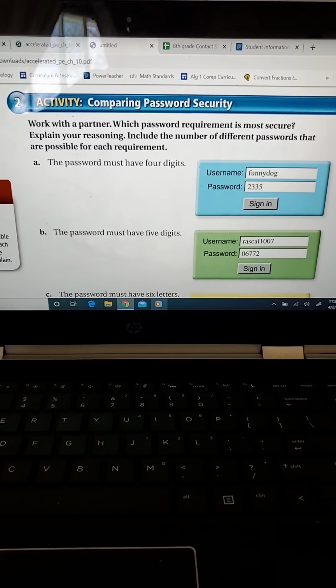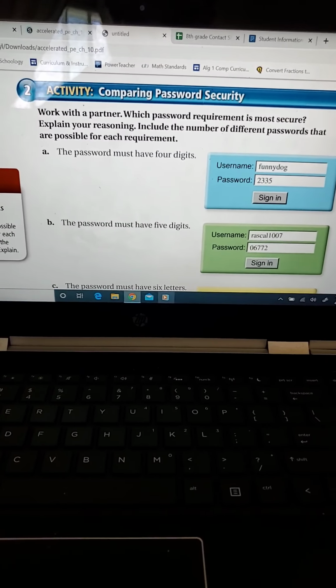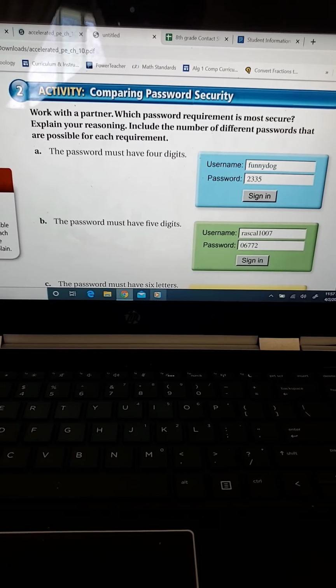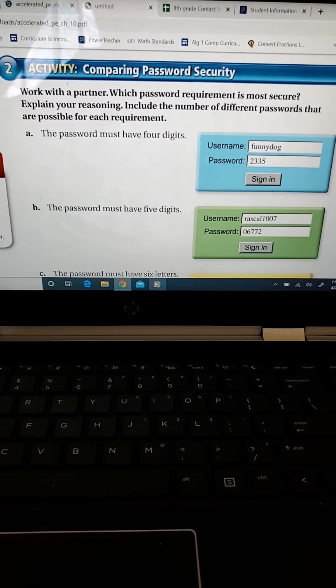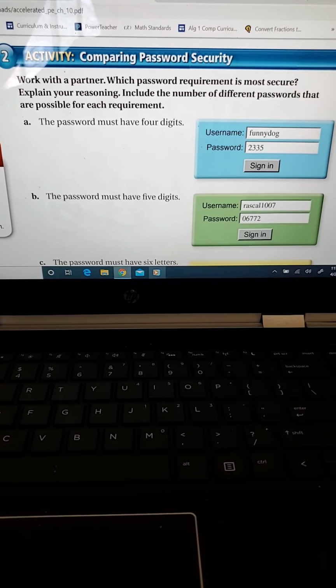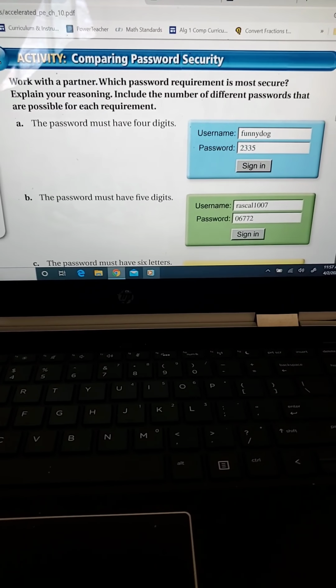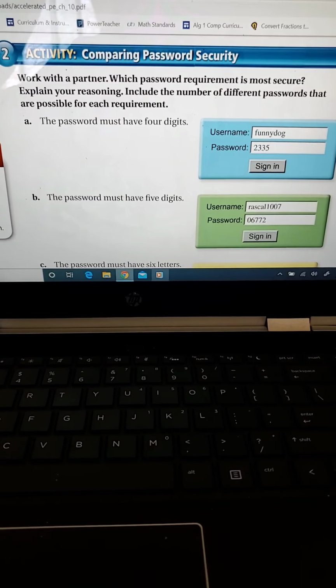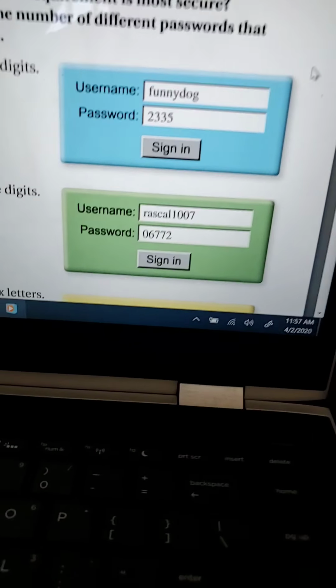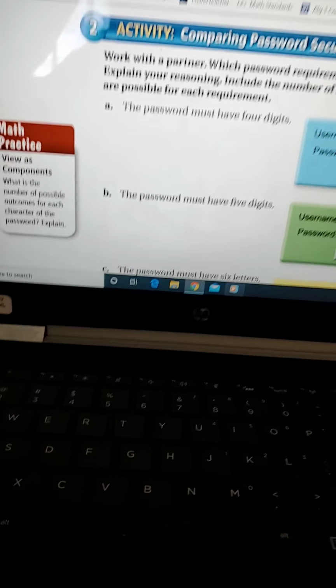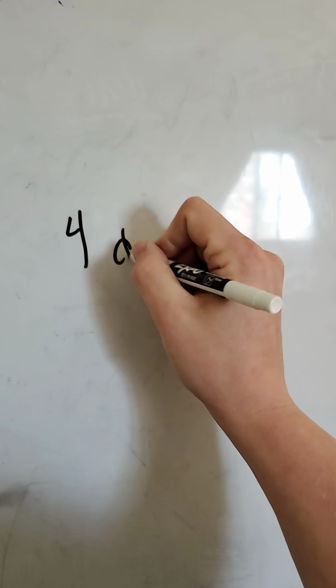So this is a neat little example talking about passwords. It says, which password requirement is most secure? Explain your reasoning and include the number of different passwords that are possible for each requirement. So the password must have 4 digits, okay? So here we go. Our password must have 4 digits. All right, 4-digit password.